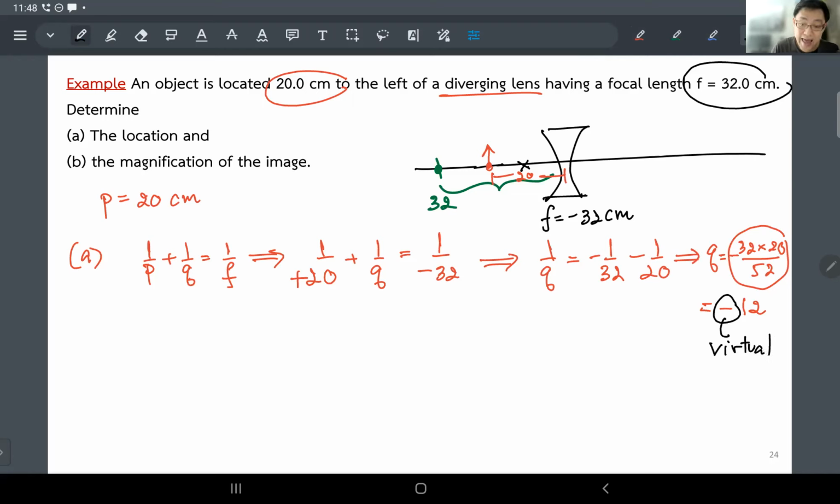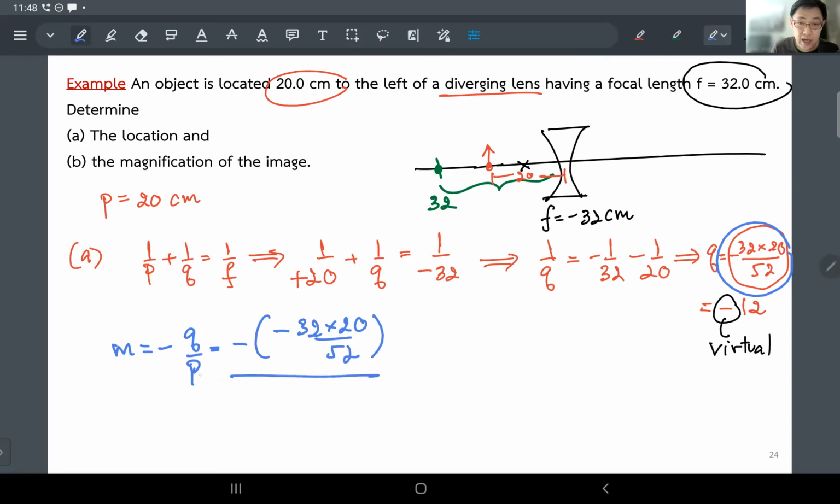Cool. Now what we have next is to try the second equation. The magnification equation is negative Q over P. So I just take the whole Q over here along with the sign. It's going to be negative 32 times 20 over 52. I don't want to use approximate 12 just in case I made some mistakes. Divided by the object distance, which is 20. The good thing is I can cancel 20 out, and as you can see, the negative sign turns positive. So it's going to be positive 32 over 52.